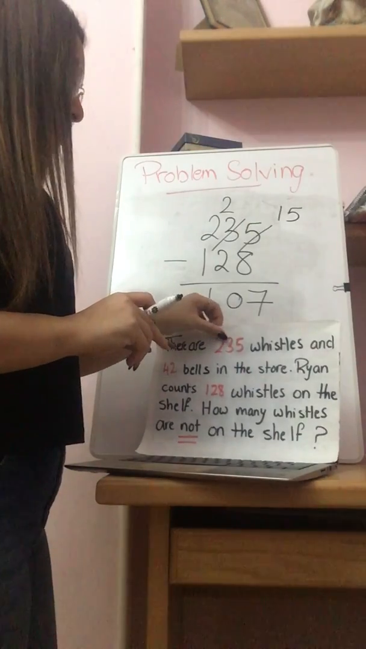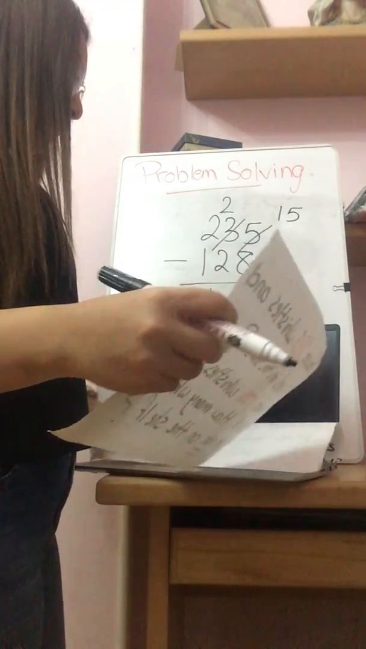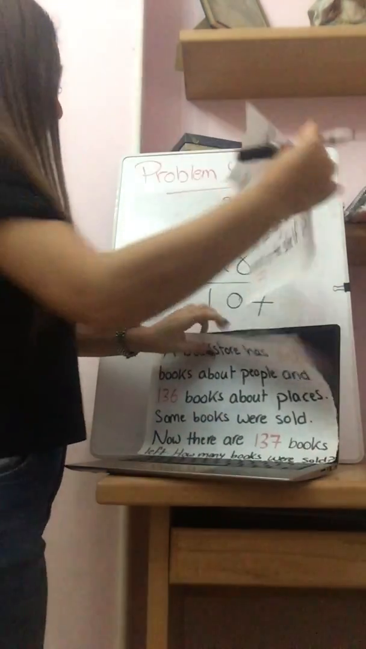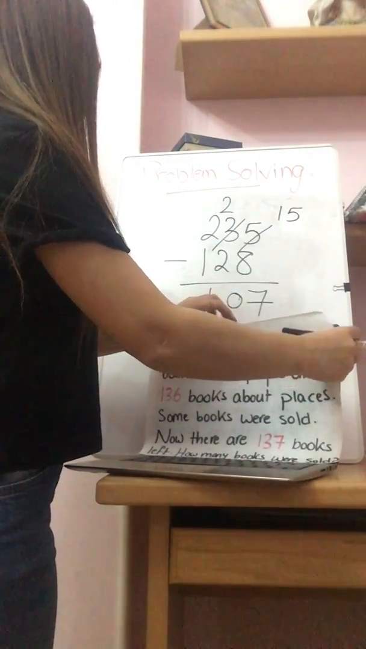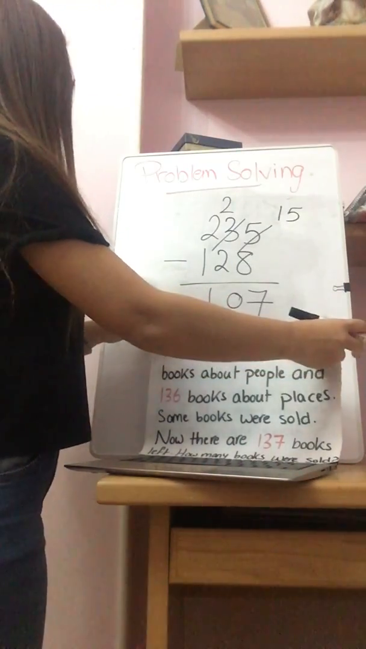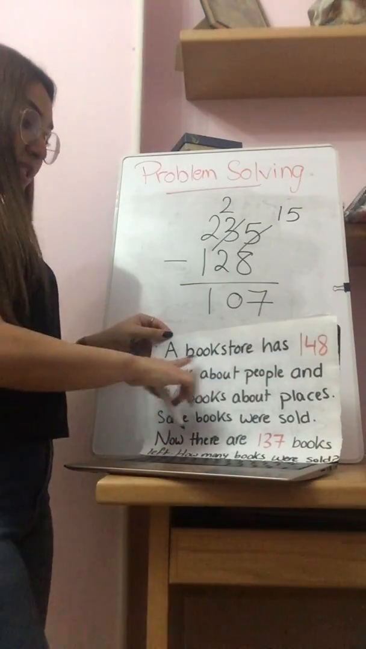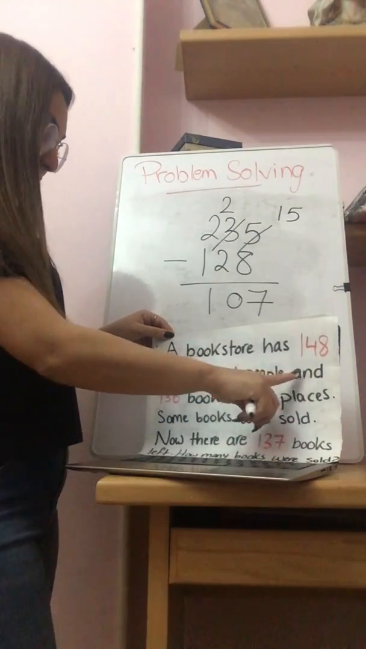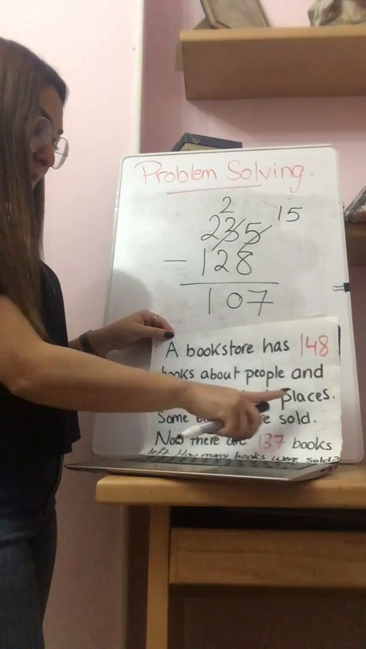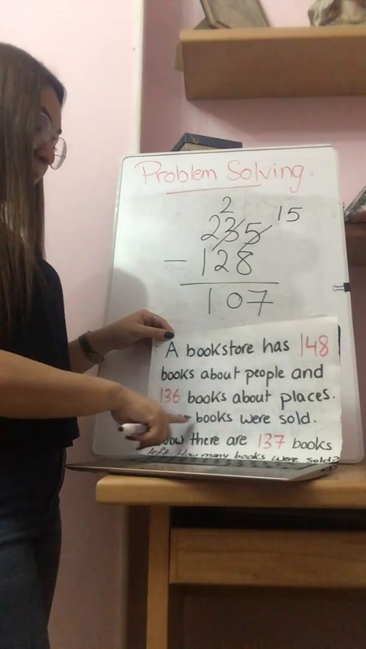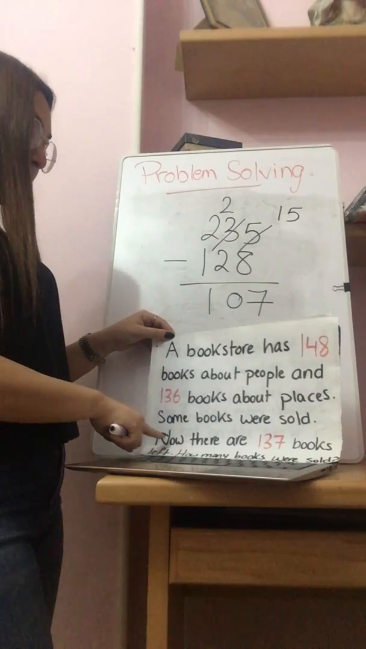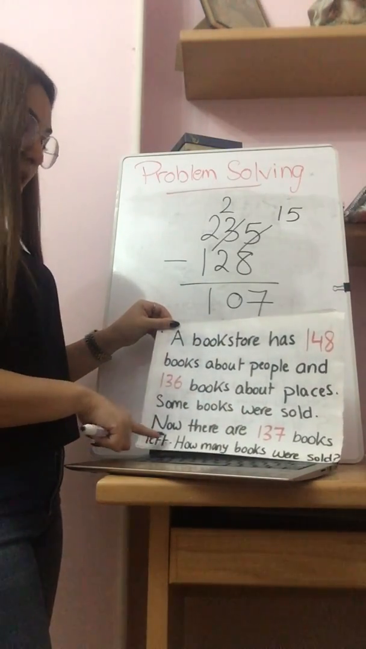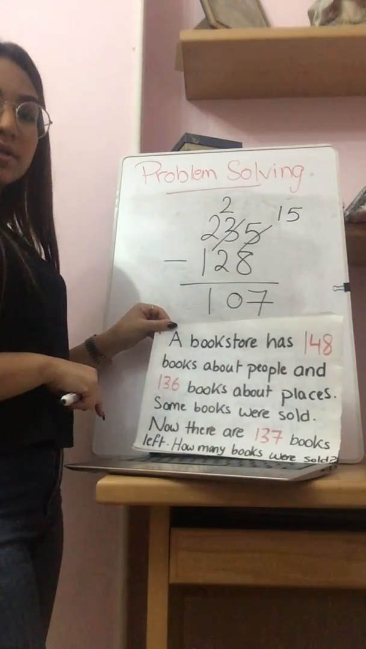Now let's go on to the other problem solving. A bookstore has 148 books about people and 136 books about places. Some books were sold. Now there are 137 books left. How many books were sold?